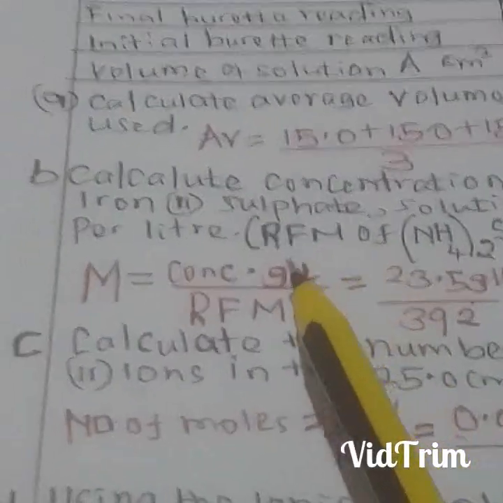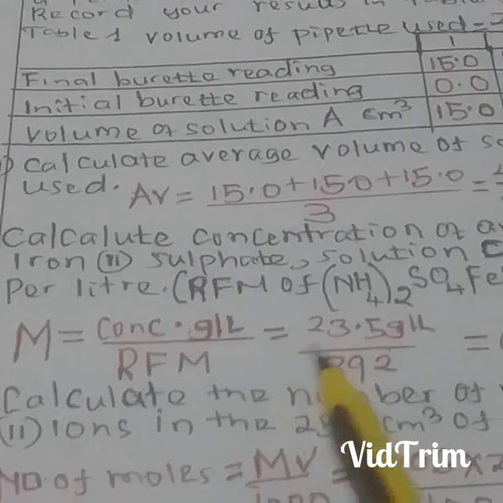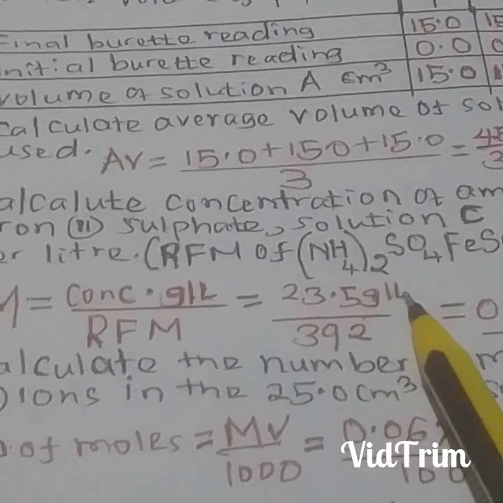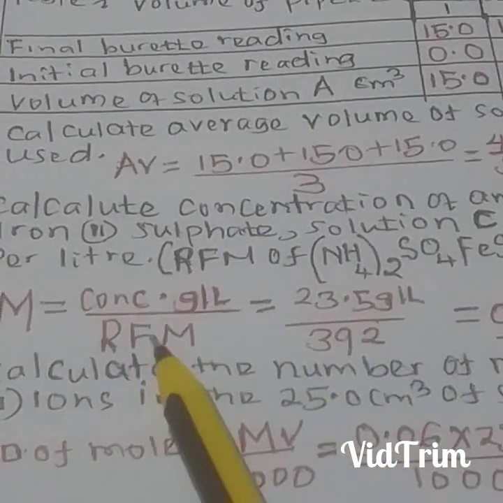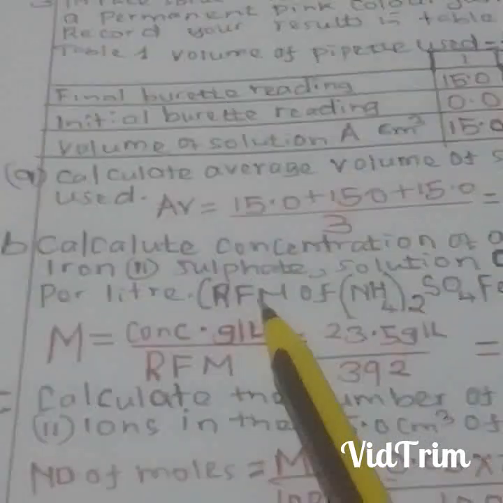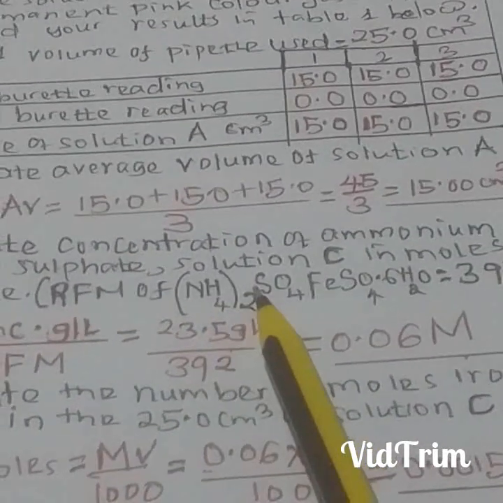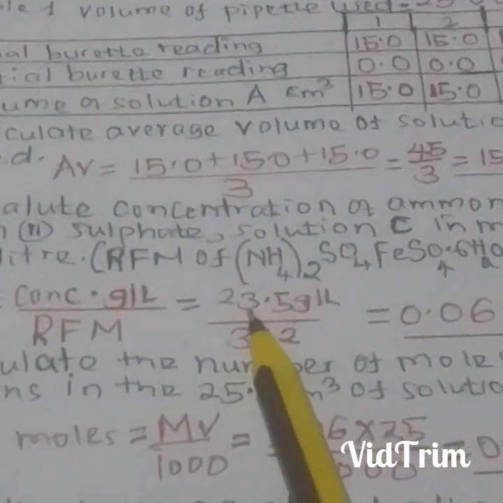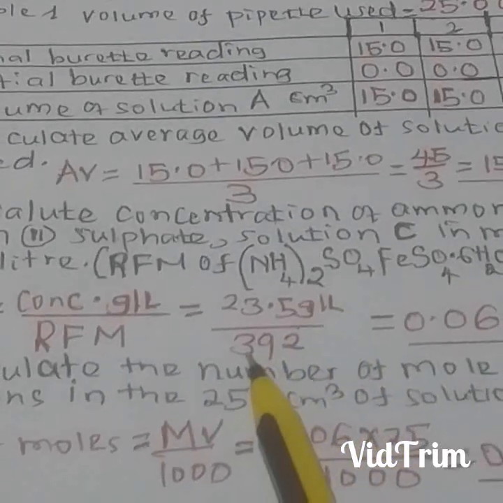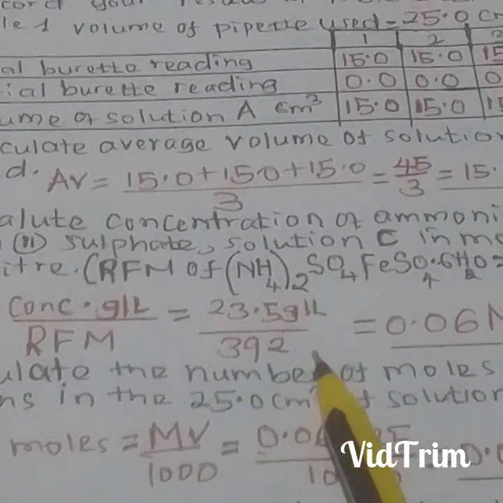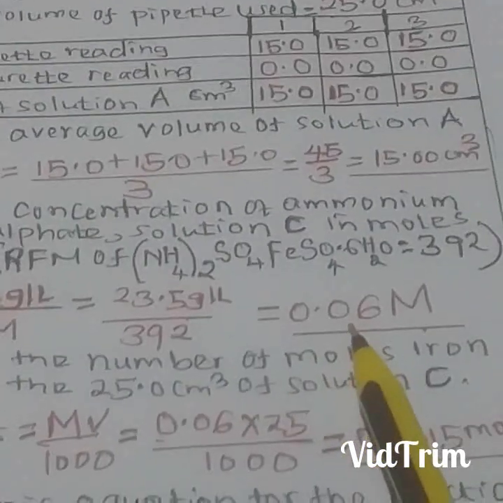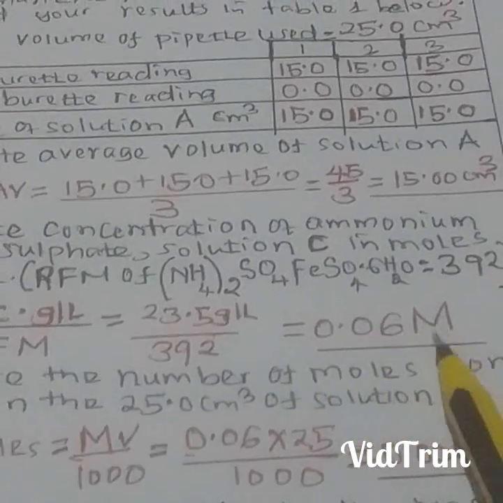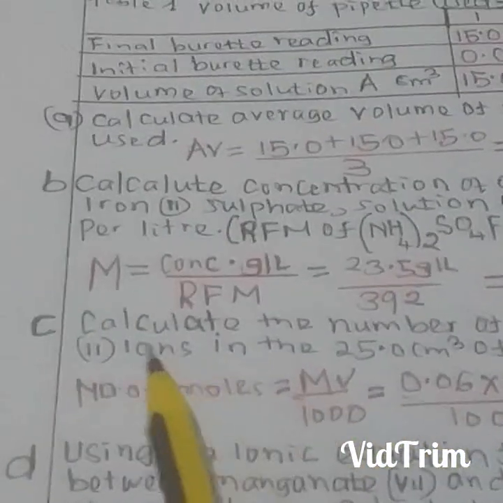Let us come back to that question B, my student. So the concentration in grams per liter of iron 2 salt is 23.5 grams per liter. Is it okay, my student? What about the RFM? RFM, it is here. From question B, they are saying the RFM of this salt, ammonium iron 2 sulfate salt, is 392. Is it okay? So you take 23.5 grams per liter all over 392. If you calculate carefully, my student, you get 0.06 molar. Is it okay, my student? Let us move to the next question.